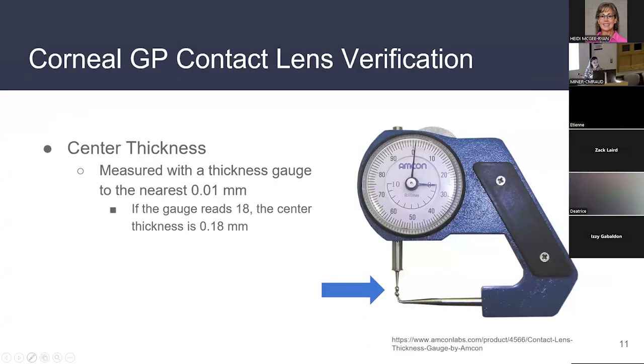And then this is probably the easiest thing on a gas permeable lens to verify. You do have to have a center thickness gauge. That's really the only way to do this. However, it's very easy if you do have one. So all you're going to do is put the lens between these little pincher things here. Make sure the lens is centered in there or the best you can. And then you are going to measure to the nearest 100th millimeter. So if it says 18 on here, that's really 0.18 millimeters, and that's the center thickness.